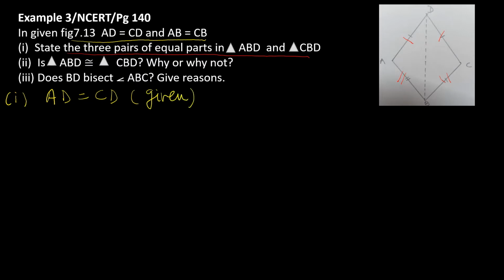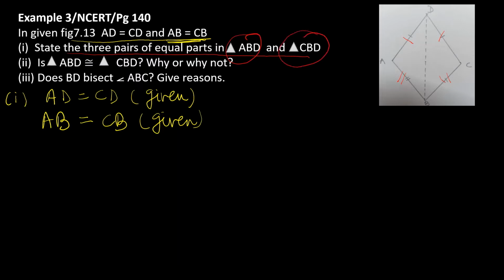Then the second pair is also given, AB is equal to CB. This is also given in the question itself, so we can write the reason: given. Always write the reason why it is equal. Now we have to find the third pair of equal parts, right? So you can see here in the triangle ABD and in the triangle CBD, DB is common. So both the triangles have a common side. So we can write here BD is equal to BD.